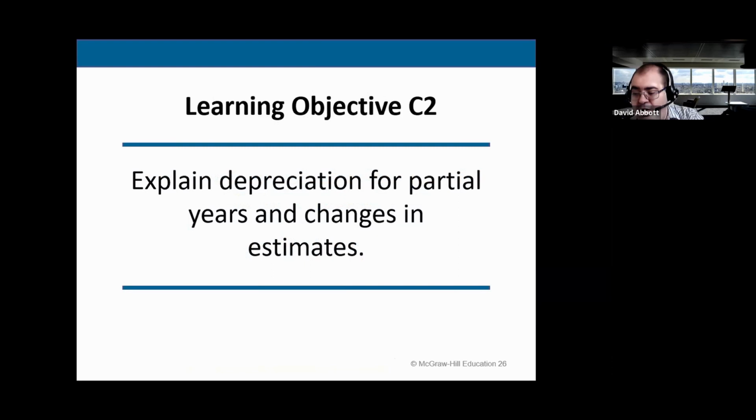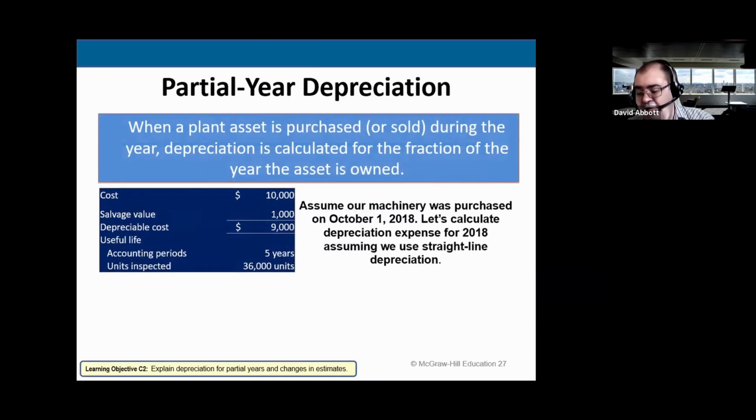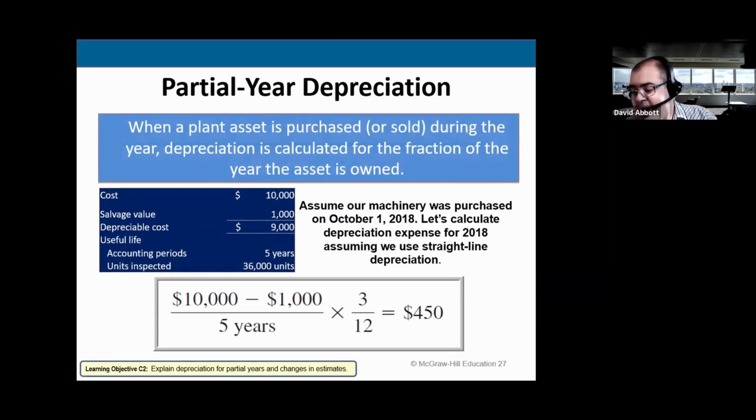Depreciation for a partial year and changes in estimates. So when an asset is purchased or sold at a time other than the beginning or end of an accounting period, depreciation is recorded for part of a year. To illustrate, assume that the shoe machine is purchased and placed in service on October 1st of 2018, and the annual accounting period ends December 31st.